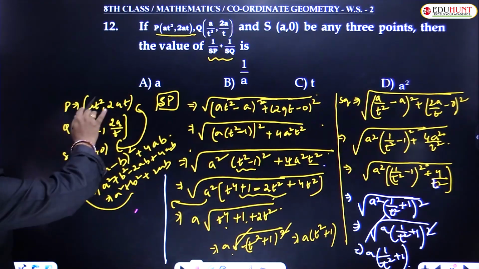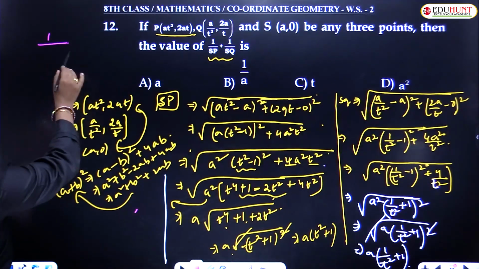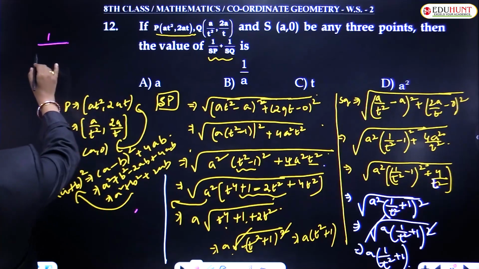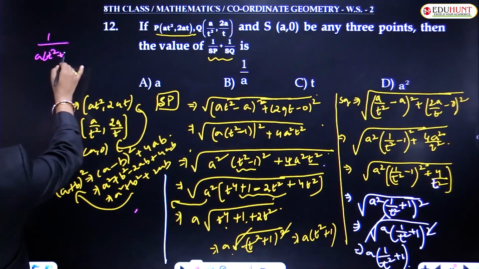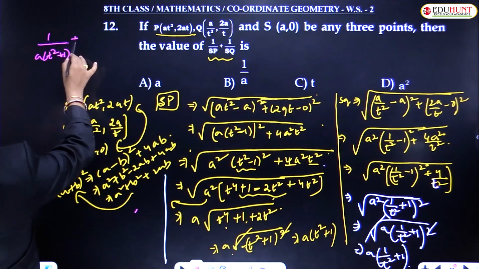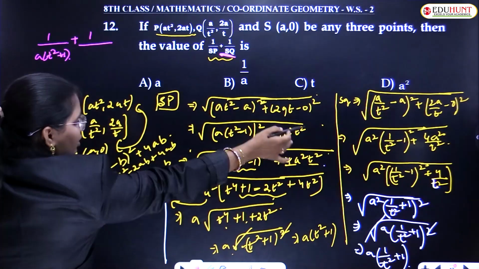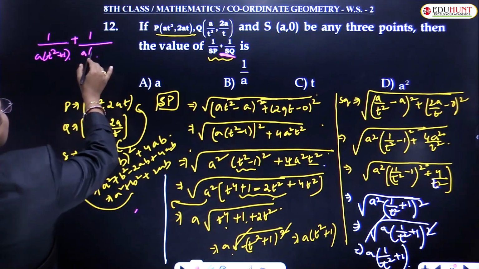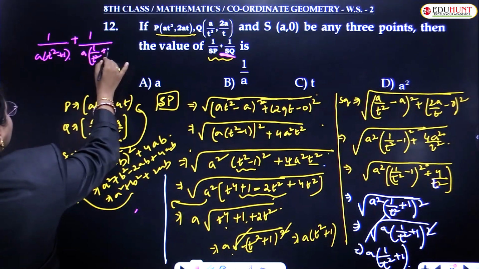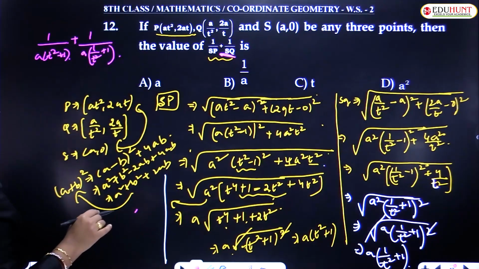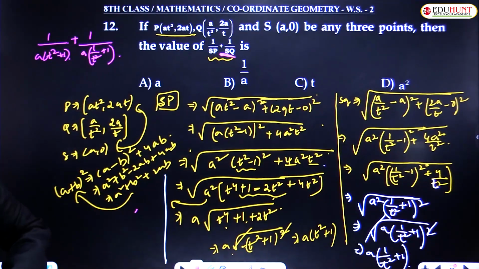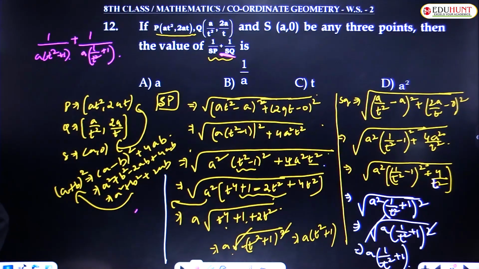What did I get here? 1 by, what is 1 by? What is the value of SP here? SP value is a into t square plus 1, correct? Plus 1 by, what is the SQ value here? A into 1 by t square plus 1. Yes or no? So I have substituted both the values here. Correct? So please tell me how to do it here.